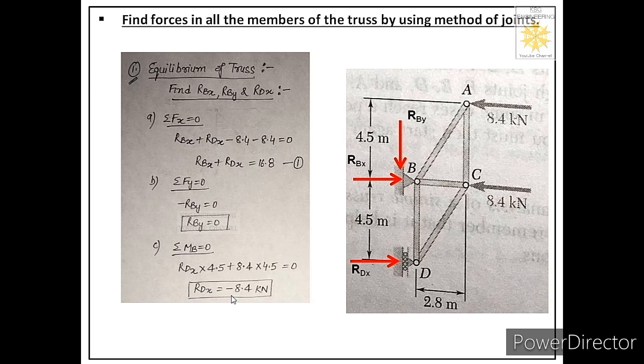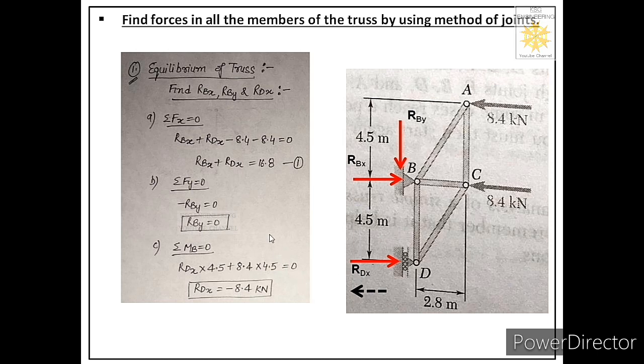Over here we are getting a negative value, that is minus 8.4 kilonewton. So what is the meaning of the minus sign over here? It tells us that the direction which we have assumed at the start for Rdx is not correct. So it is not acting towards right, actually it is acting towards left. So for the next calculations, when we have to consider Rdx, we have to consider this correct direction.